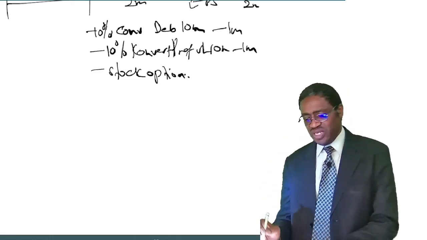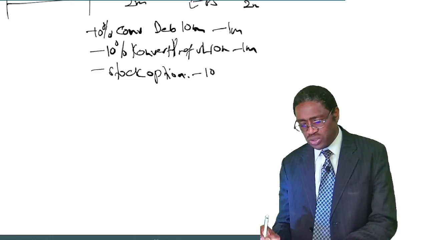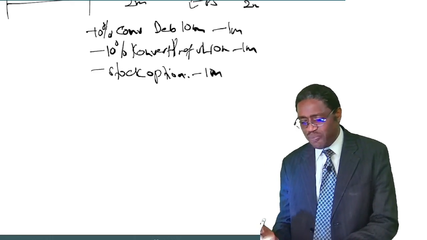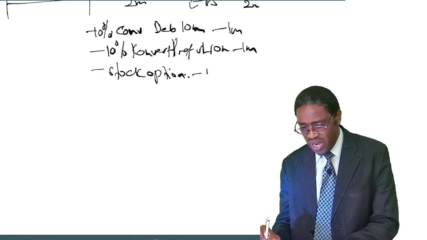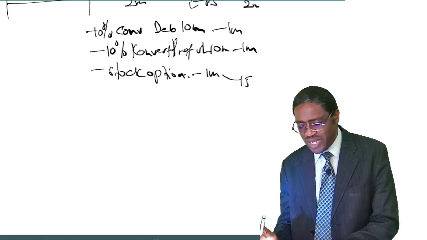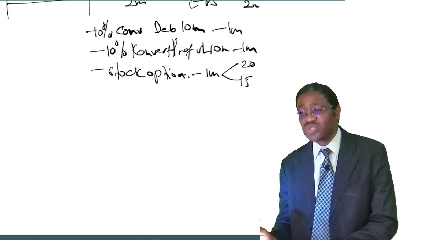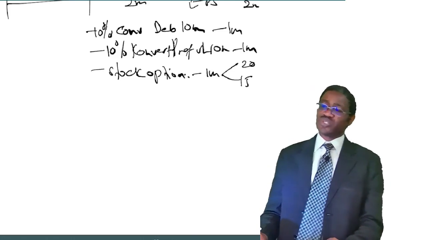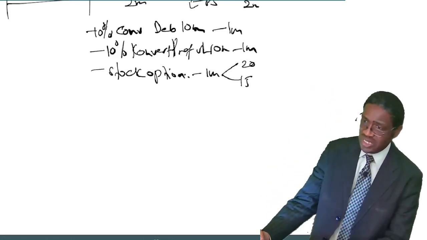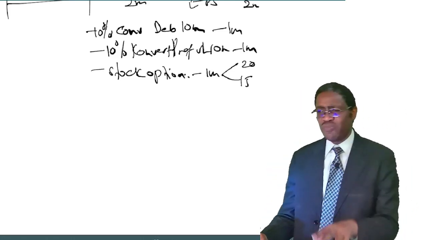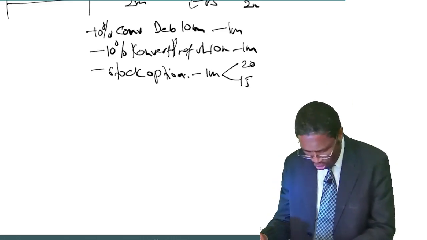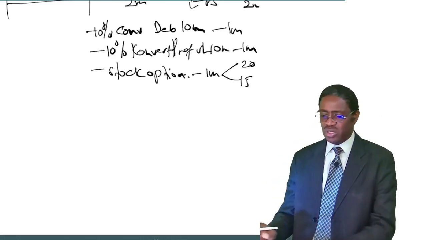Come the end of the year, your company had a stock option giving the employees the privilege to buy 1 million shares at a price of 15 when the market price was 20, and they have not done it. So for each of them, you calculate what we call the incremental earnings per share.